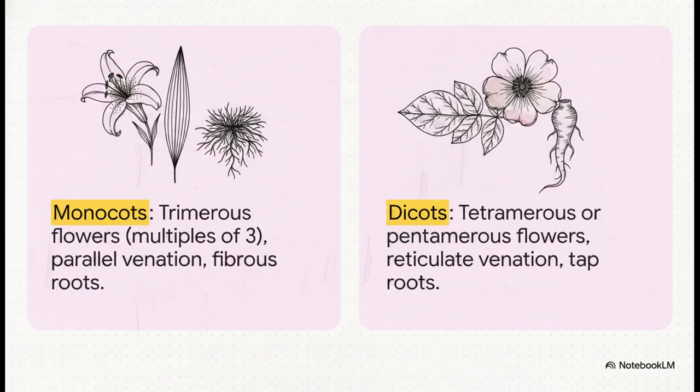Dicots, on the other hand, like peas or potatoes, usually stick to 4s or 5s, with net-like leaf veins and a big central taproot. And you know what's so cool about this? It means if someone hands you a leaf with parallel veins, you can already guess its floral formula is going to be packed with 3s before the flower even blooms.